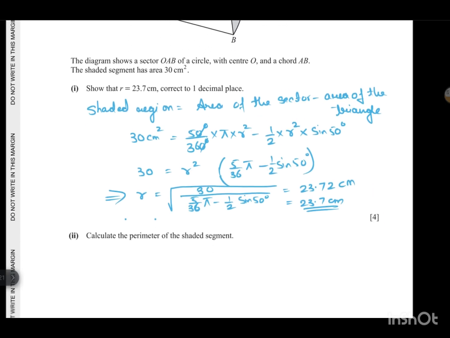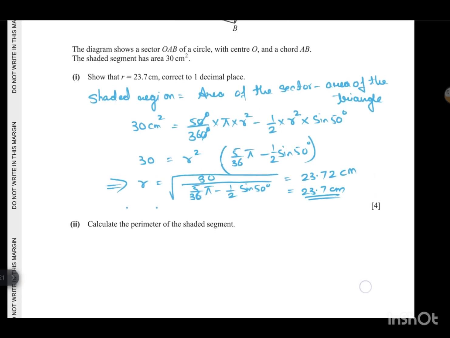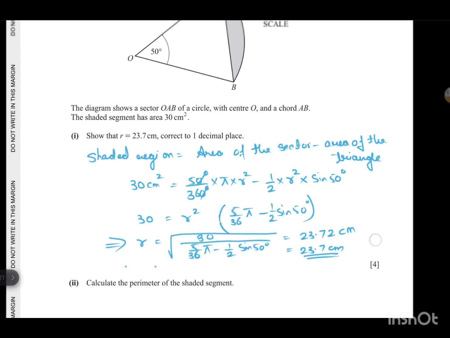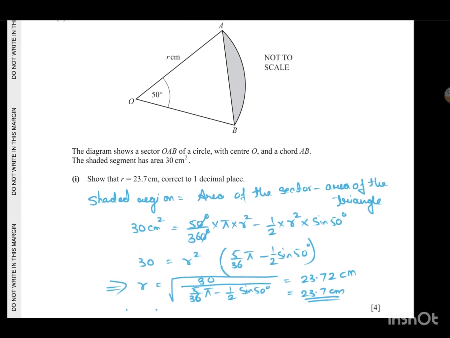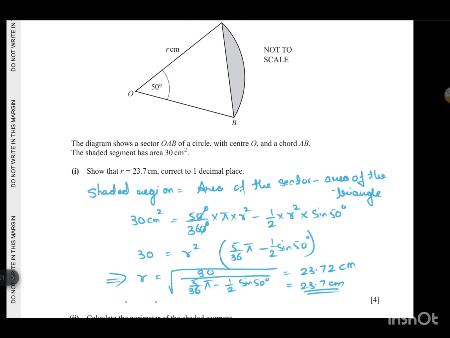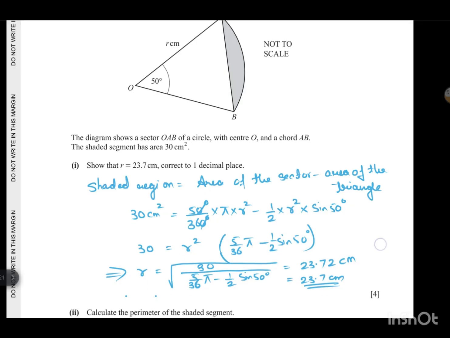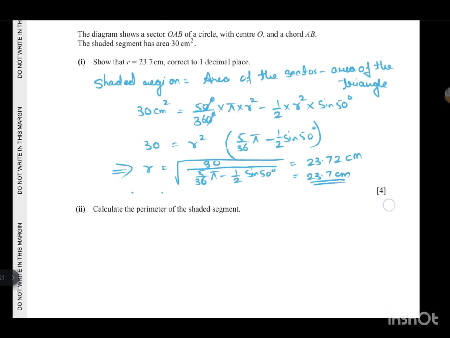Question number 2 now. Calculate the perimeter of the shaded segment. When you see the shaded segment, it is surrounded by the arc on one side and by one of the sides of the triangle. To get the side of the triangle, we will use the sine rule, and to get the length of the arc, we will use the circumference of the circle multiplied by the sector angle fraction. So let us do that.